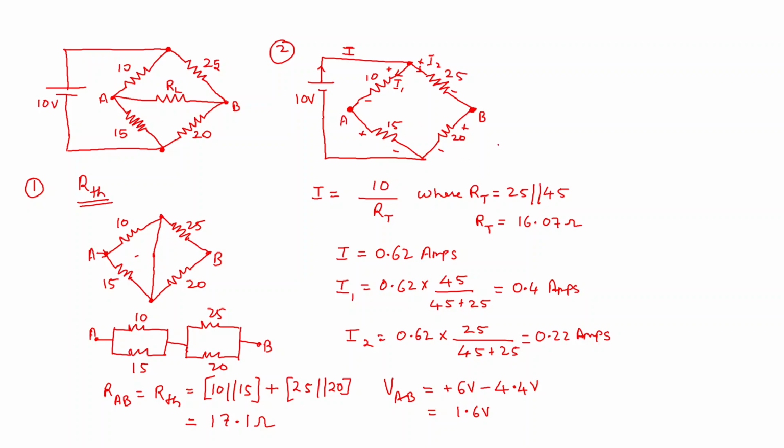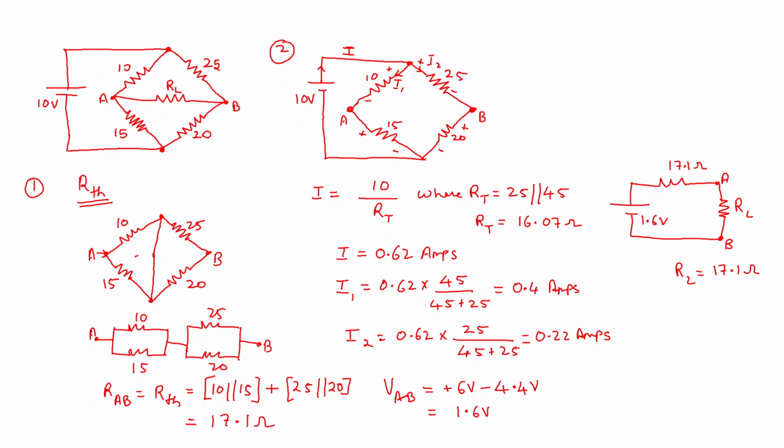Let me draw the Thevenin's equivalent circuit here. This is 1.6 volts and this is 17.1 ohms. So the value of RL, which is connected here across AB now, has to be equal to, RL should be equal to 17.1 ohms.